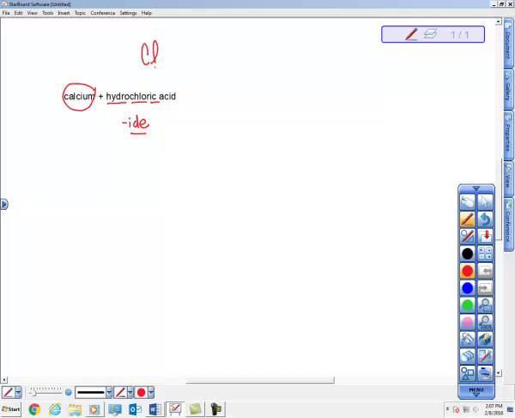Chlorine. And what's his charge? He is a -1. So to make him an acid, what do you stick in the front? Yeah, hydrogen. And you only need 1 hydrogen. Each hydrogen is a +1. So that is hydrochloric acid.